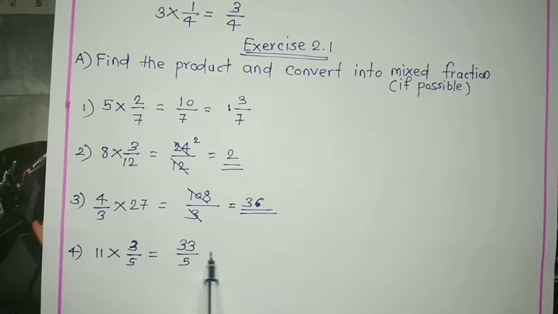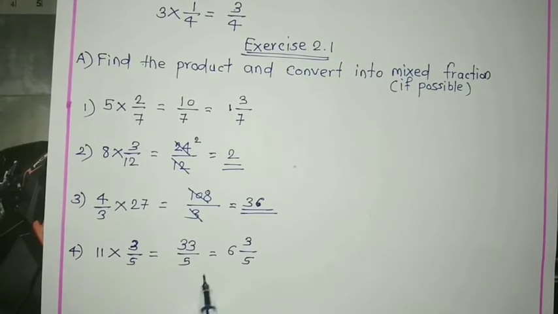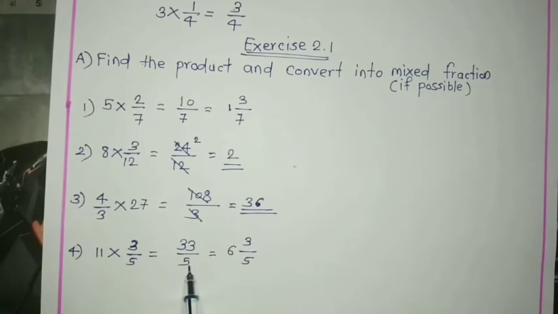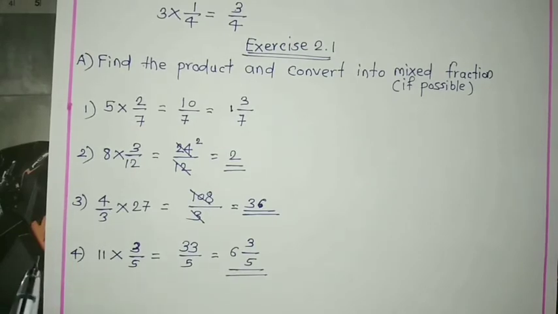How do we convert this? We know that 5 sixes are 30, and we add this 3 to it, so we get 33. So 33 divided by 5, I write 6 3 divided by 5. Here I take 4 examples. So students, you also take 4 to 5 examples and solve like this. If the mixed fraction is possible, then you convert into a mixed fraction. If not possible, then write it as it is.